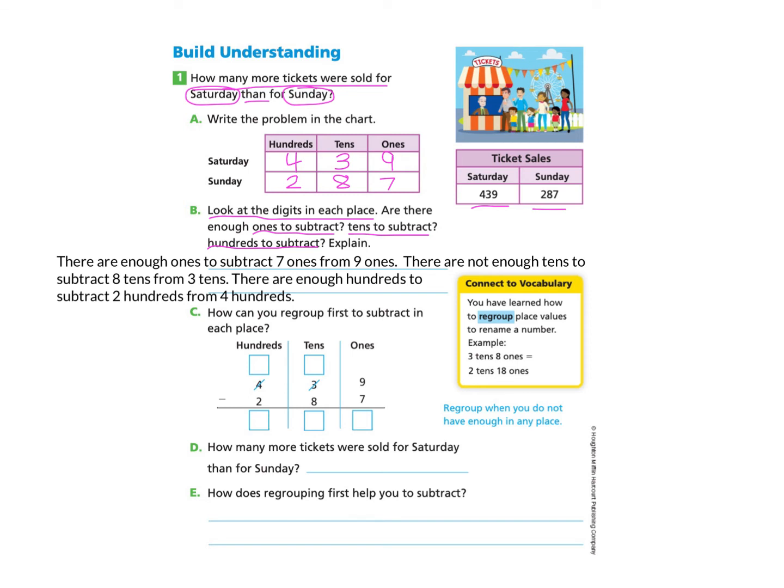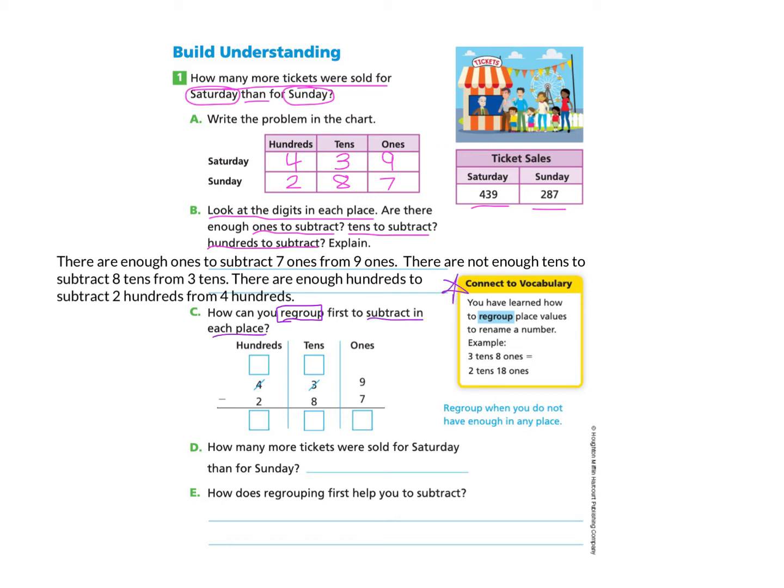I can explain my thinking by writing that there are enough ones to subtract 7 ones from the 9 ones. There are not enough tens to subtract 8 tens from the 3 tens. And there are enough hundreds to subtract the 2 hundreds from the 4 hundreds. Now let's take a look at part C. How can you regroup first to subtract in each place?